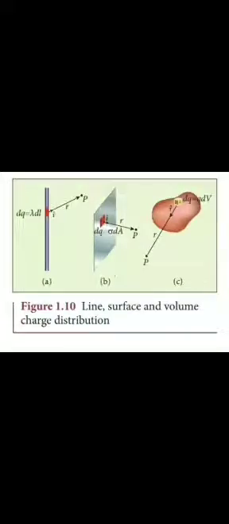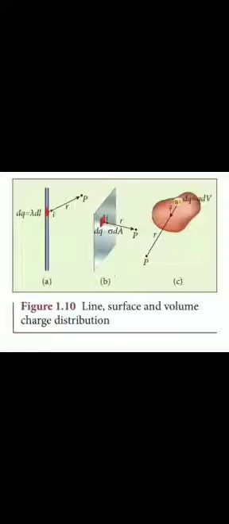We have to learn about three types of charge distributions. The first one, referring to figure A, is linear charge distribution or line charge distribution. In this, the entire charge is placed along a line and the linear charge density is represented by lambda.